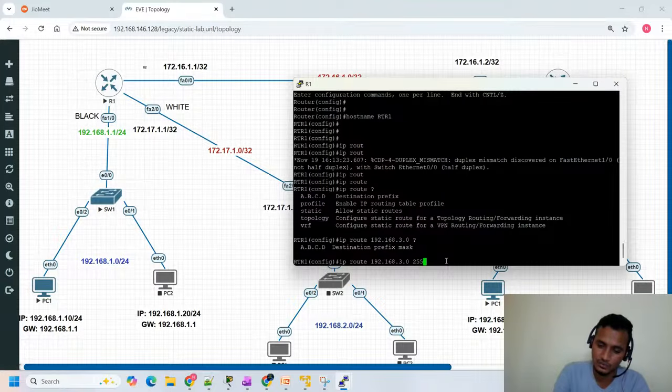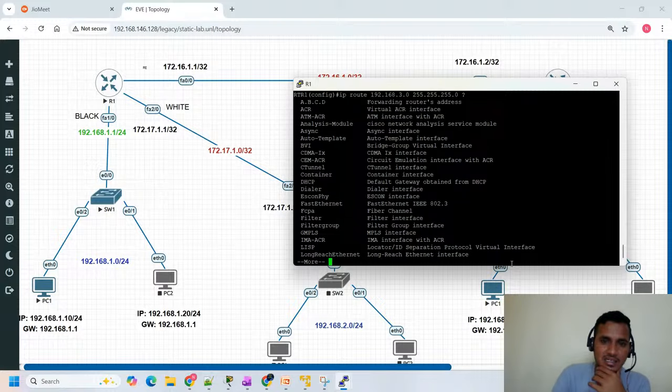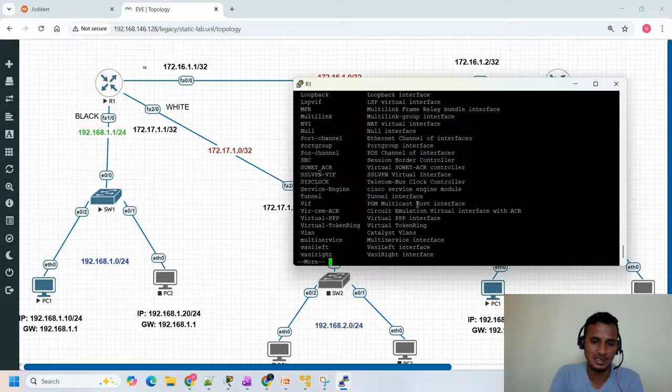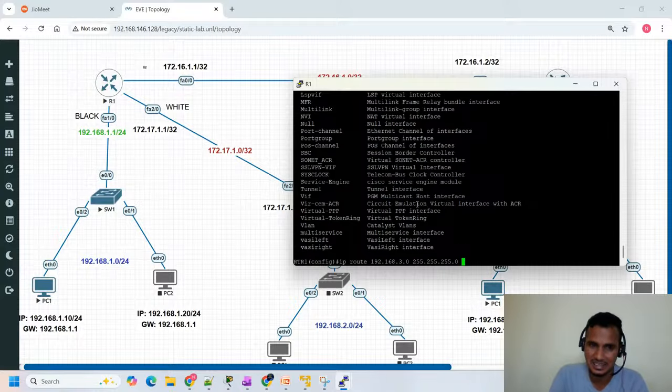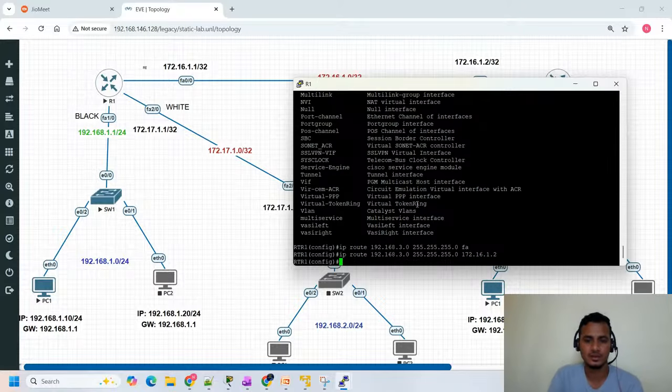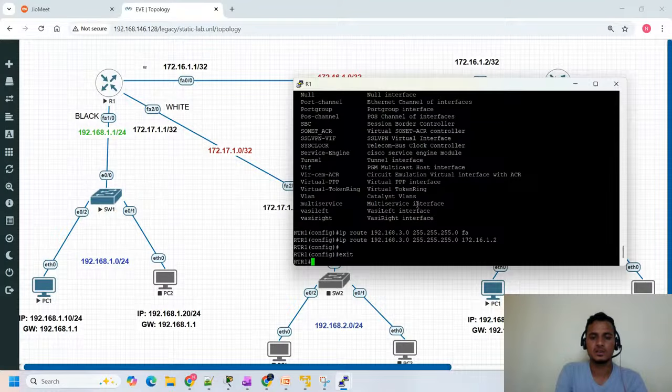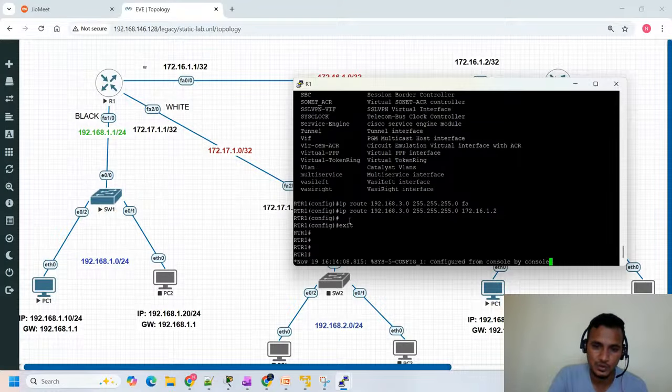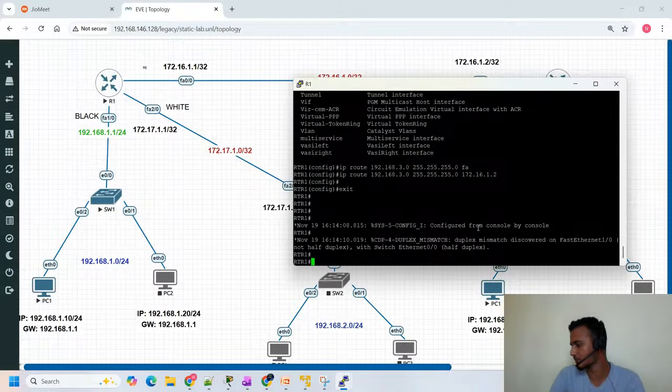So the destination one, 255.255.255.0. Okay, clear. And if you use question mark here, guys, it is really giving a lot of multiple options. So either you can use the exit interface like fa0/1, fast ethernet 0/1, or else you can assign the IP address as the next hop IP address, which is 172.16.1.2. Okay, so this is the route which we configured towards the direction from R1 to R2.